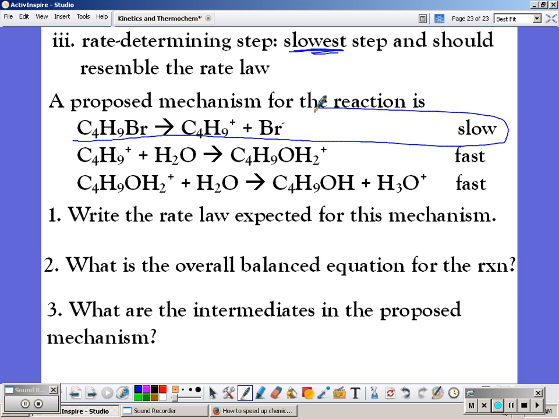So to write the rate law, we'll say rate equals K, and then we're only worried about the reactant, C4H9Br. The coefficient is 1, so it's first order. If the coefficient was 2, then it would be second order, 3, third order, and so on.